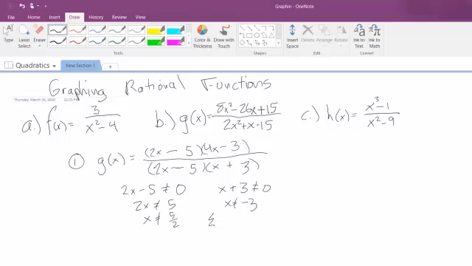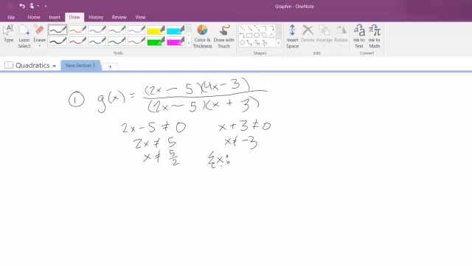So the whole business here for the domain, the set of all x, that's the way I read this. I look at this set, the curly bracket, that says the set of all x such that, the two dots I think of as such that, x is not equal to what? 5 over 2, and it's not equal to minus 3.